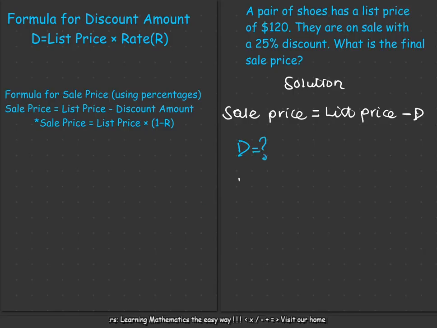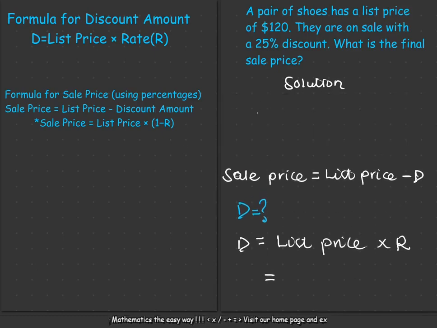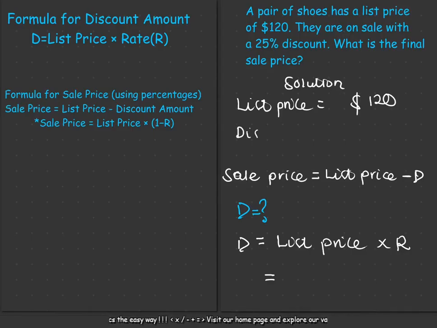Now we also know the discount formula, right? The discount is given as the list price times your rate. From the question, we know what our list price is. So let me, even before solving, write out what we were given from the question. We're given the list price, which was $120, and the discount rate, that was given as 25%.